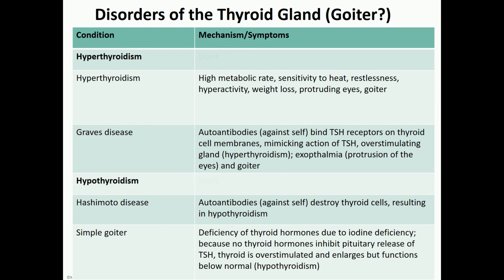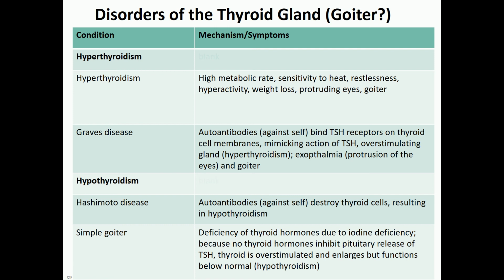This is no longer an issue though, because now if you look at your salt, it will say iodized salt. So small amounts of iodine have been added to table salt, and this is no longer a public health issue. But in simple goiter, these glands couldn't find iodine, so they would not be able to make thyroxine.